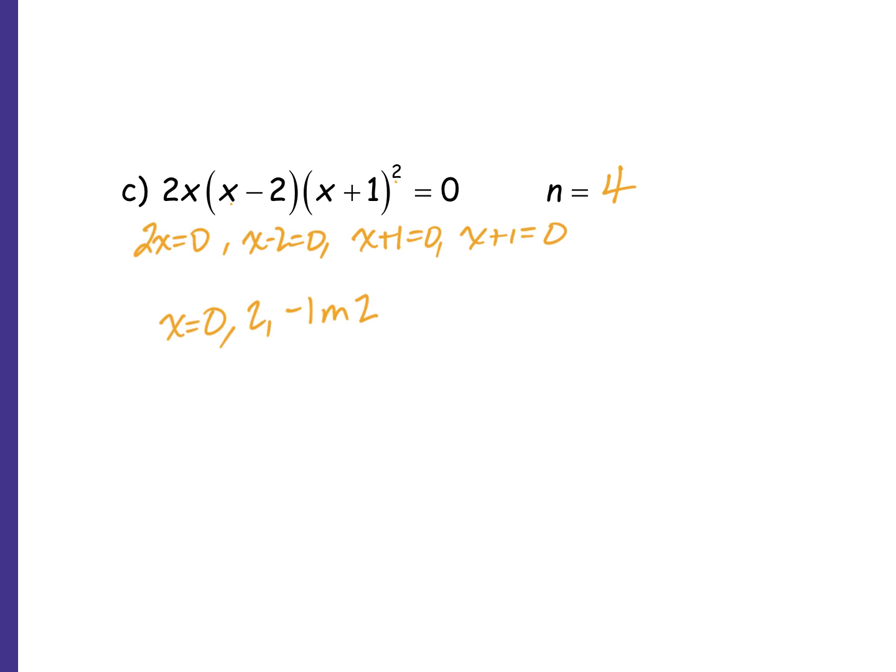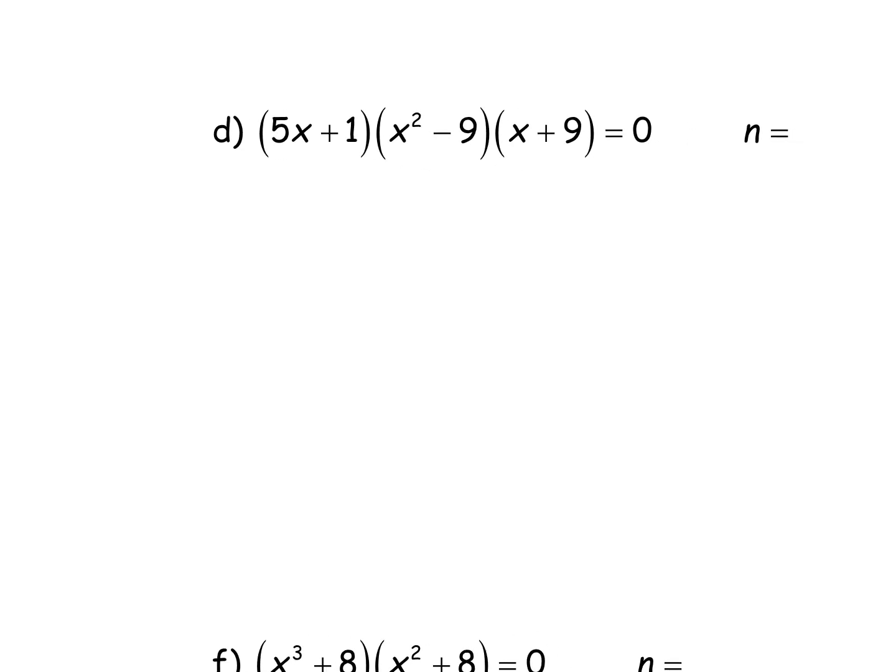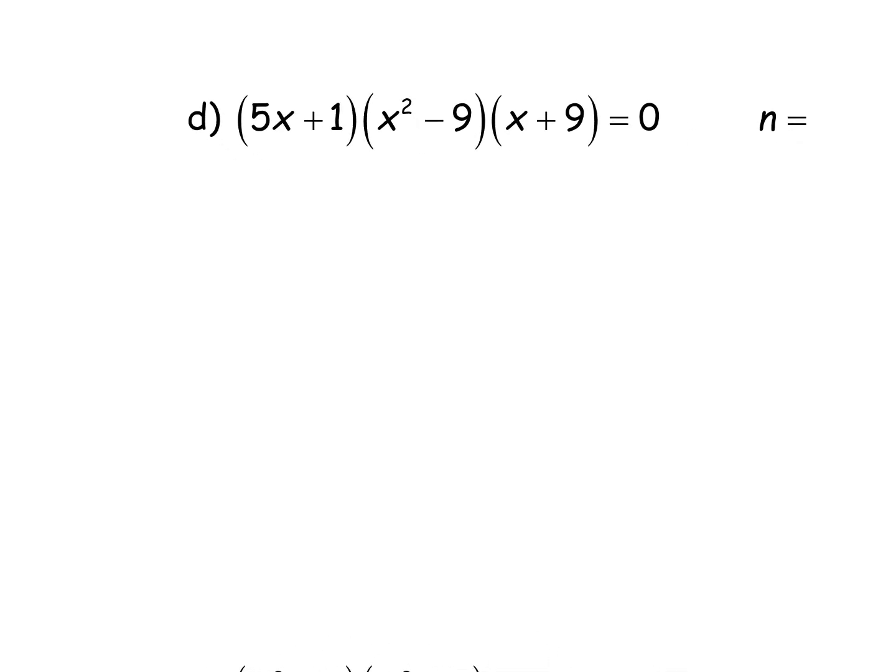Number D. I have an x squared times an x is x cubed times an x is x to the 4th. So it's also a 4. So this one gives me 5x plus 1 equals 0, and x squared minus 9 equals 0, and x plus 9 equals 0.